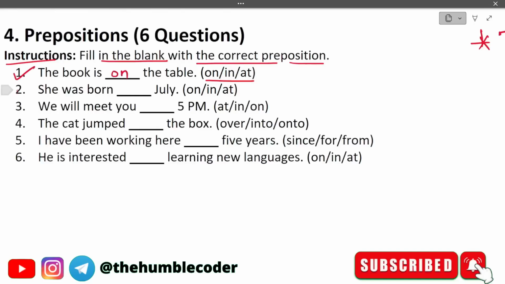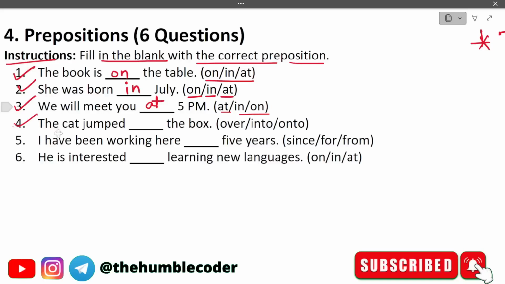Let's look at question number 2. She was born dash July, and the options that we have are on, in, and at. The correct answer in this case is going to be "in". She was born in July. Let's move on to the next question now. We will meet you dash 5 p.m. The options that we have are at, in, and on. So the correct answer that will come here will be we will meet you at 5 p.m.